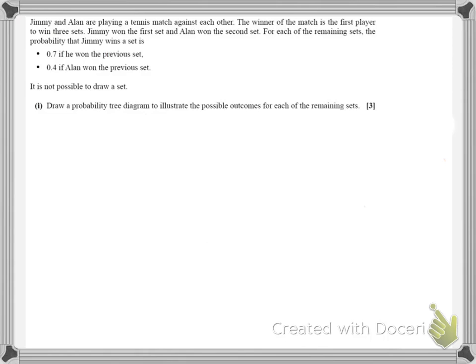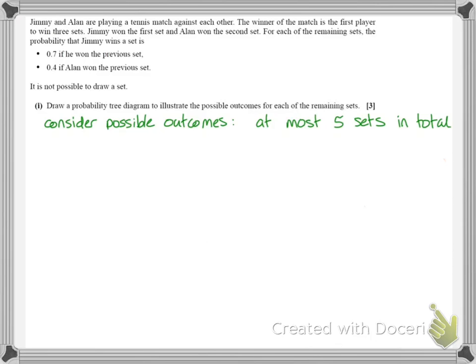So to begin to set up this probability tree diagram, to illustrate the possible outcomes, we need to think about all the possible outcomes. Now, they're going to play these sets, and as soon as one person has won 3 sets, then they've won the whole match. So that means we've got at most 5 sets in total. If we think this through, we could have 4 sets where they've got 2 each, but then on the next set, whoever wins is going to get a 3rd set, and so they're going to win the match. So the most they could possibly have to play is 5 sets.